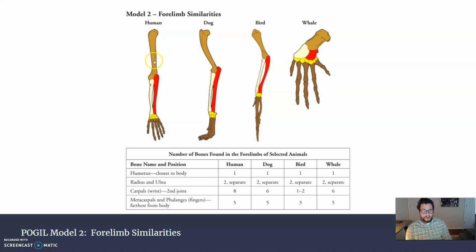This is another model, so we can count the number of bones in these forelimbs and see the similarities between them. Even though they all do very different things, and they can look different, they have that one, two, many, and then many. So one upper forelimb bone, two lower forelimb bones, and then a large arrangement of finger and hand bones.